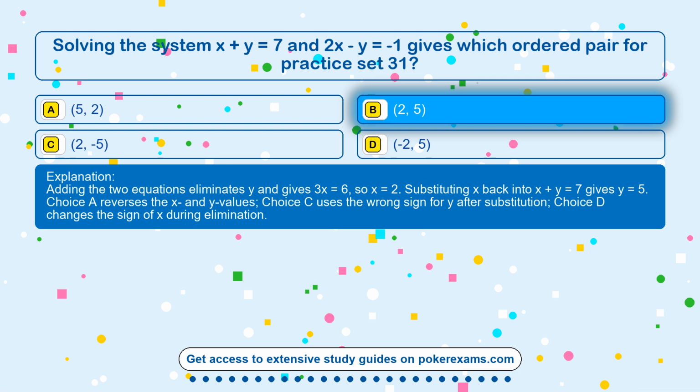Choice A reverses the x and y values. Choice C uses the wrong sign for y after substitution. Choice D changes the sign of x during elimination.